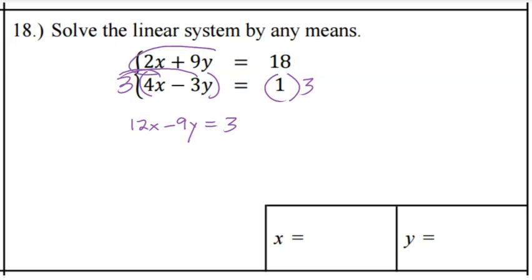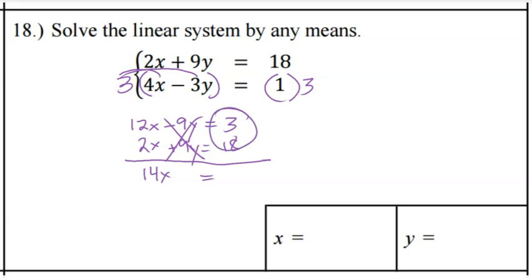And now I'm going to bring down this other equation and put it under it. I'm going to put the 2x here, the plus 9y here, and the 18 right here. And now all I have to do is add. 12x plus 2x is 14x. Negative 9y plus 9y is 0, so those eliminate. Equals 3 plus 18 is 21.